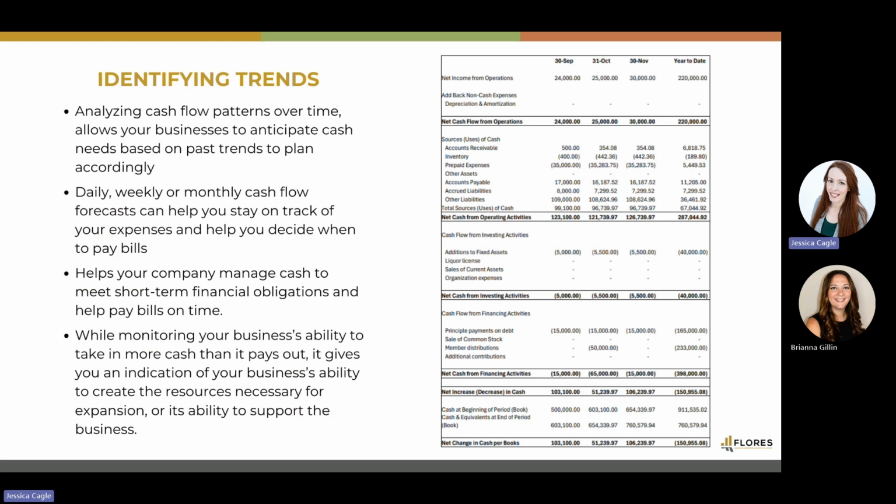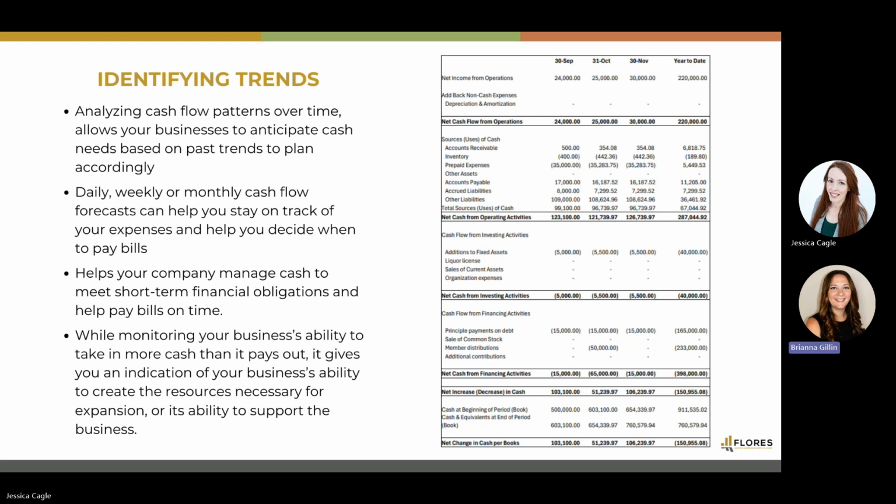Now let's dive into some trends and key features to optimize business performance. The cash flow statement is one of three core financial statements alongside the income statement and balance sheet. It shows how cash is generated and used across three categories: operating, investing, and financing.